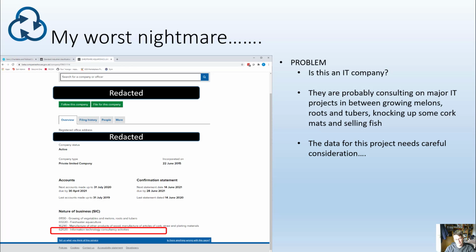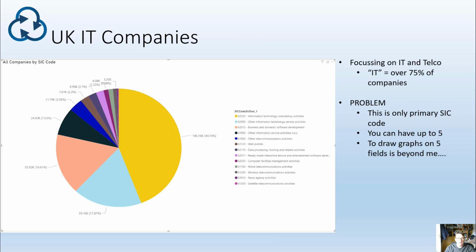For the purposes of this exercise, I've focused very much on what I call the primary SIC code. So this is where the first SIC code on the list is an IT SIC code. And if you look at this breakdown, you can see of all the primary SIC codes against the companies that I've got that are in the 61, 62 or 63 range, the split is a reasonable bias towards IT companies. So the yellow block here, 44% of all companies are IT consultancies, 17% are other IT service activities, and then you've got some business and software development companies as well. So over 75% of the 61, 62 and 63 SIC codes are IT companies by definition.